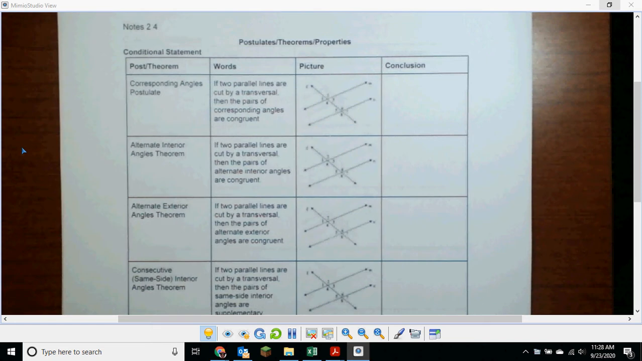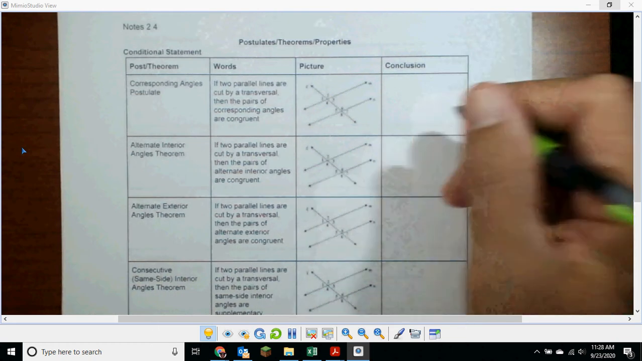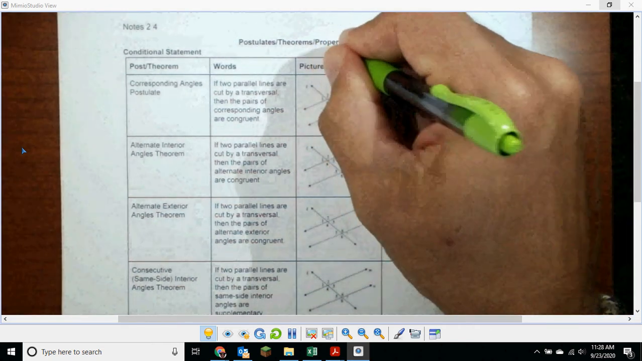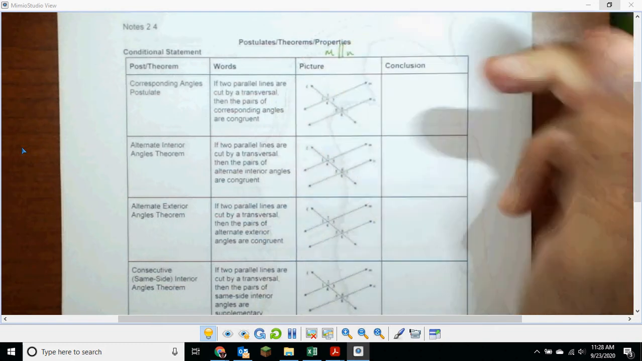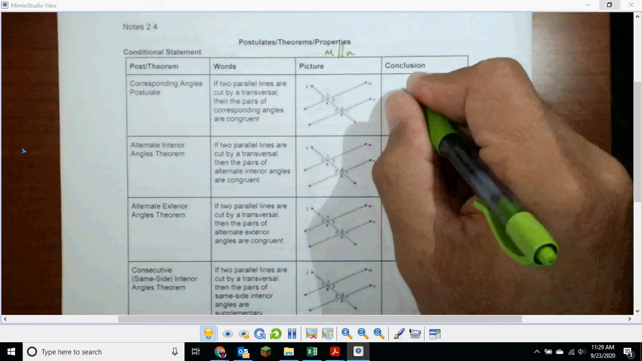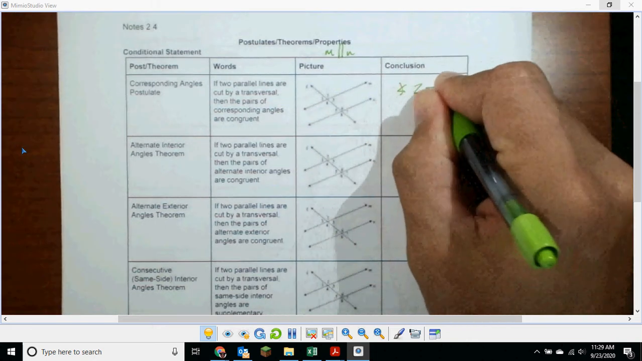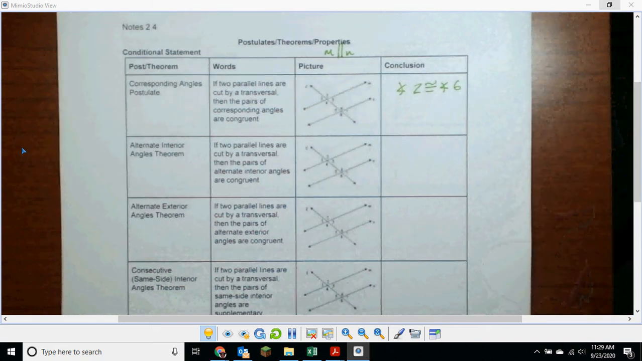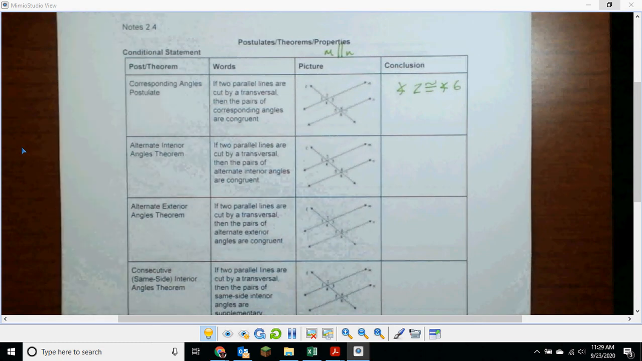So first up is the corresponding angles postulate, which tells us that if two parallel lines are cut by a transversal, then corresponding angles are congruent. So a conclusion that I can make, if I'm given that in all of these cases M is parallel to N, then I know that, for instance, angle 2 is going to be congruent to angle 6. That's my conclusion, because 2 and 6 are corresponding angles. Therefore, 2 and 6 must be congruent.